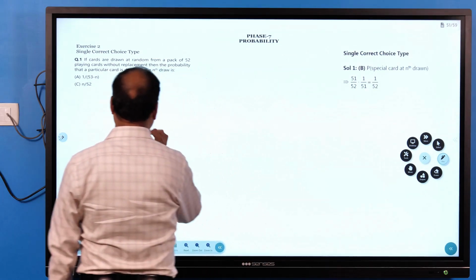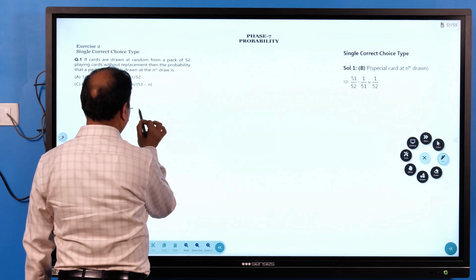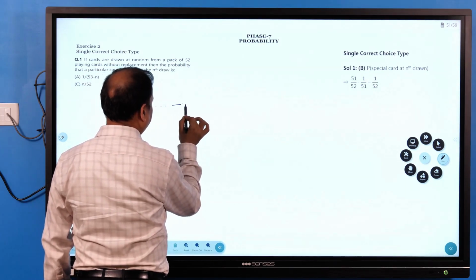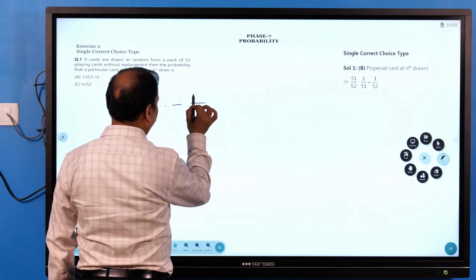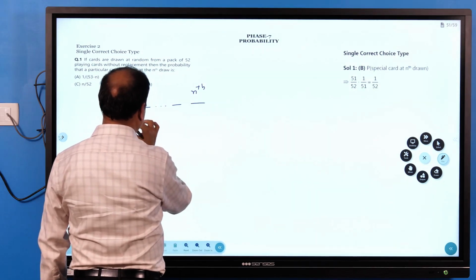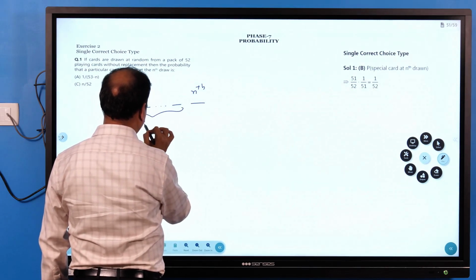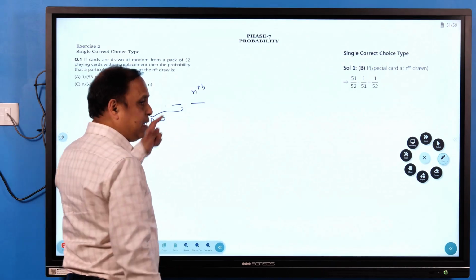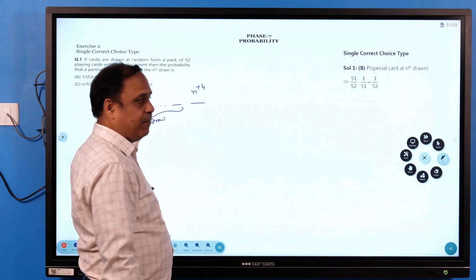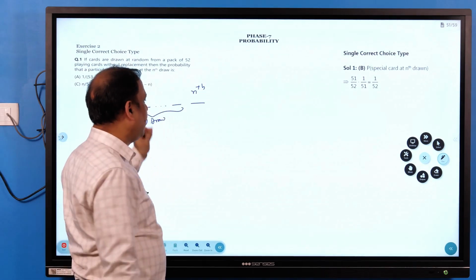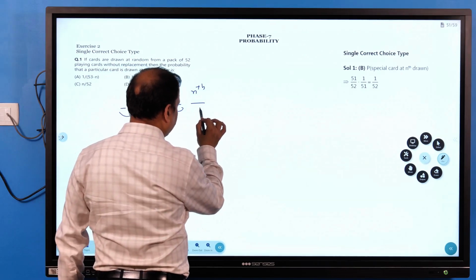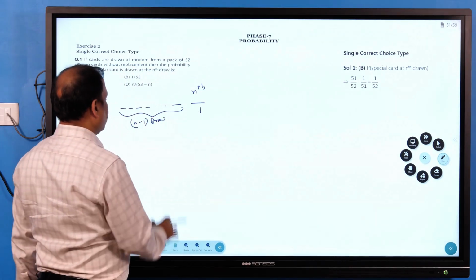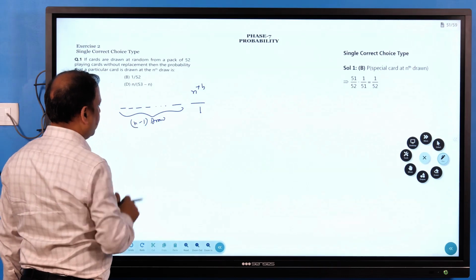So in this case, first draw, second draw, third draw, fourth draw, and so on, n minus 1th draw, and this is the nth draw. So in these n minus 1 draws, except that card, any one card can come. So there are 51 choices available. And in the last draw, that particular one card must be drawn. That one is the favorable event.